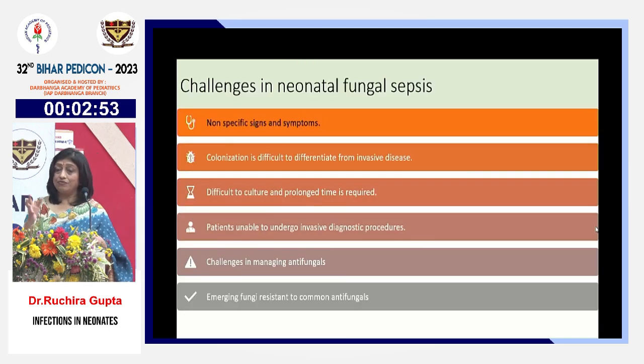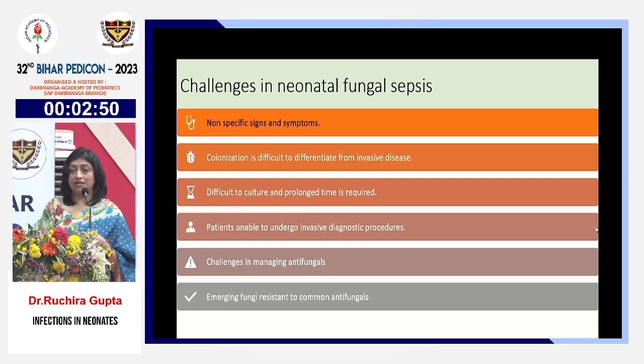But once we diagnose neonatal fungal sepsis, challenges still remain because we don't have definitive treatment, and nowadays we are finding lots and lots of even resistant fungi, fungi which are resistant to common antifungals. Then there is the availability of antifungals, and then there are side effects and all. So these challenges are still there.